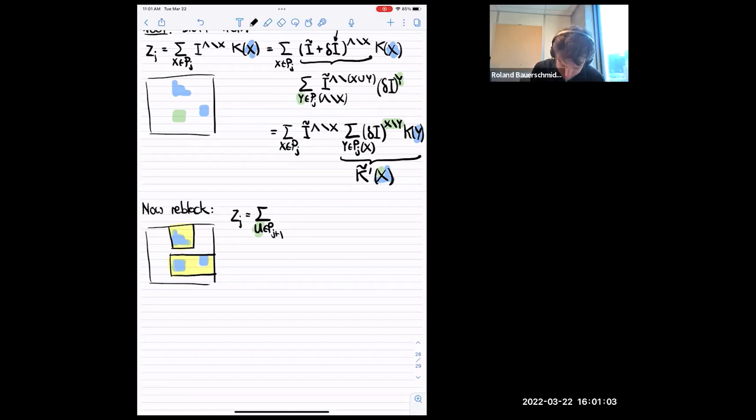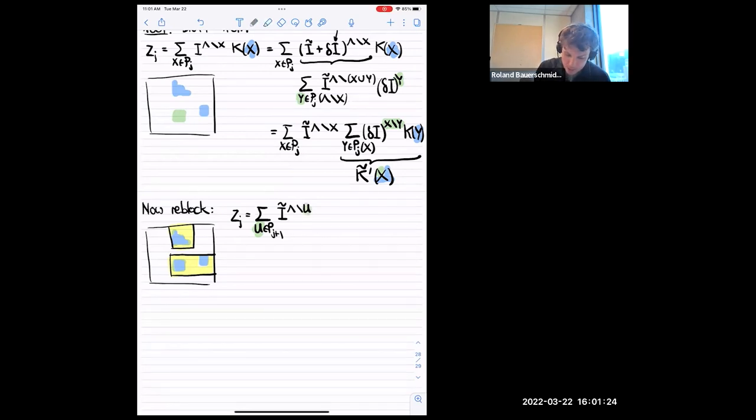So you just find the smallest polymer of the next scale, which contains all the stuff that you need to contain. Exactly. Okay. So then I'm putting the same I tilde as before, but now I'm taking out U instead of X.